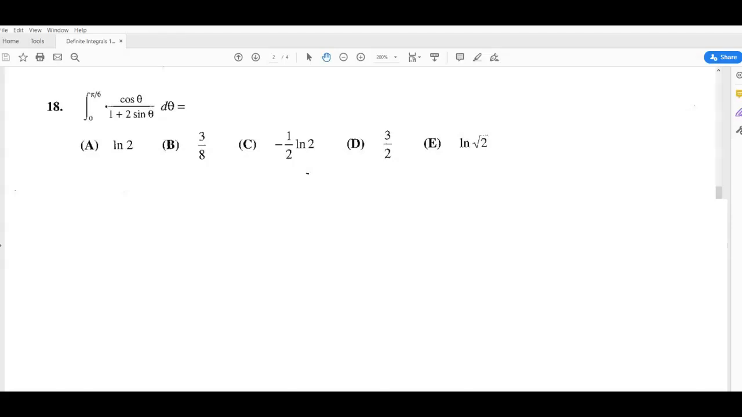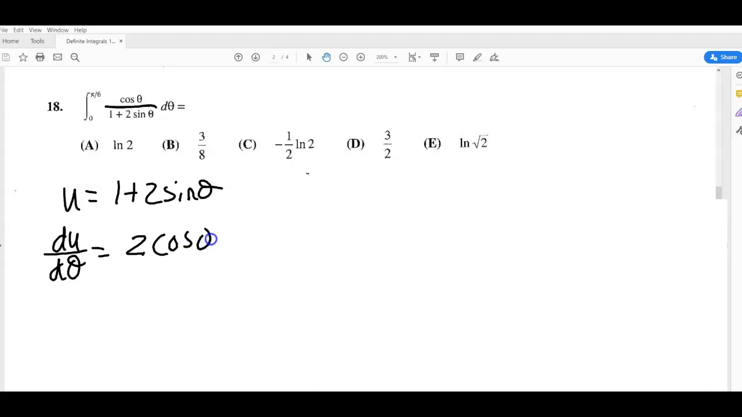we have a fraction, and a lot of times when you have fractions, not always, like the last problem was an exception, but most of the time the bottom is what your u is going to be. So I'm going to say that my u is equal to 1 plus 2 sine theta. And so if I take the derivative of that with respect to theta, the 1 goes away when you take a derivative of it. And then we have 2 cosine theta. Derivative of sine is cosine, and the constant multiple just stays the way it is. Get the d theta by itself.